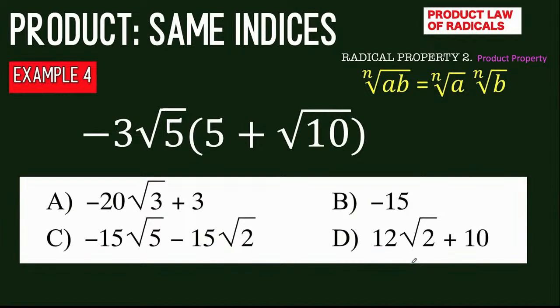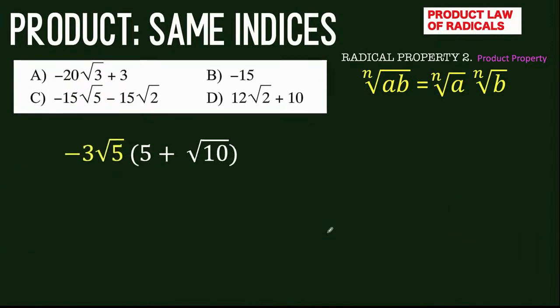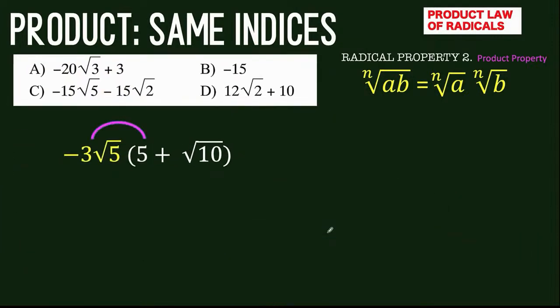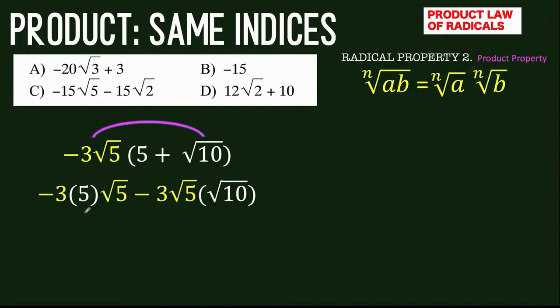Negative 3 square root of 5 times the binomial 5 plus square root of 10. These are the 4 options. So here we are going to apply again the distributive property of multiplication over addition to arrive at this result. Then negative 3 times 5 is negative 15. Copy square root of 5.